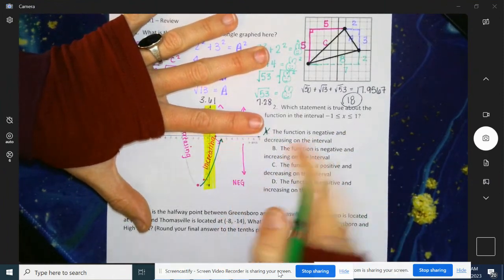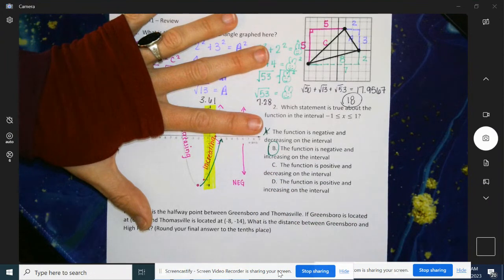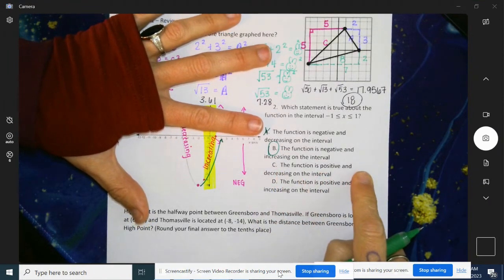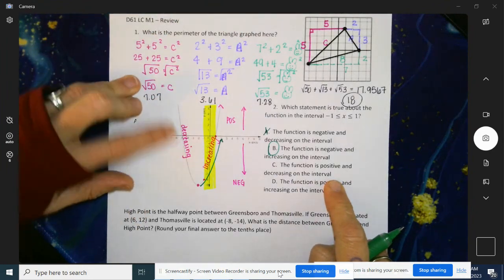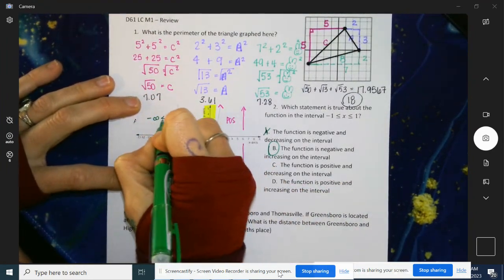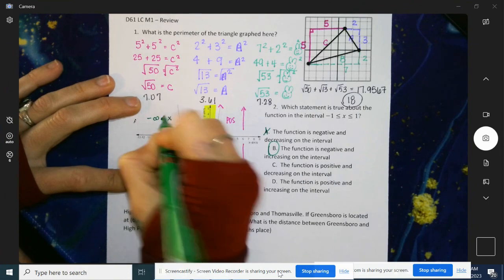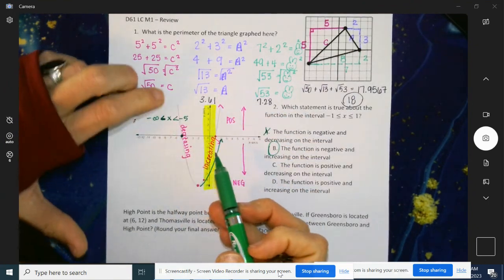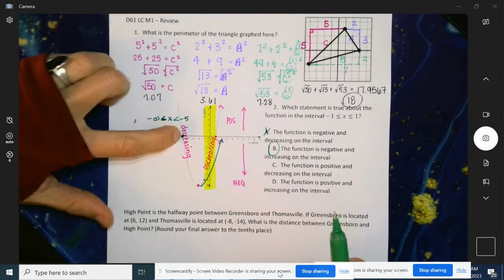Function is negative and increasing. That looks good. Don't jump yet. EOC practice. Let's make sure we read them all. The function is positive and decreasing. So positive and decreasing would be from negative infinity, and that wouldn't be an equal, to -5, because this is in the upper half and it's going down.